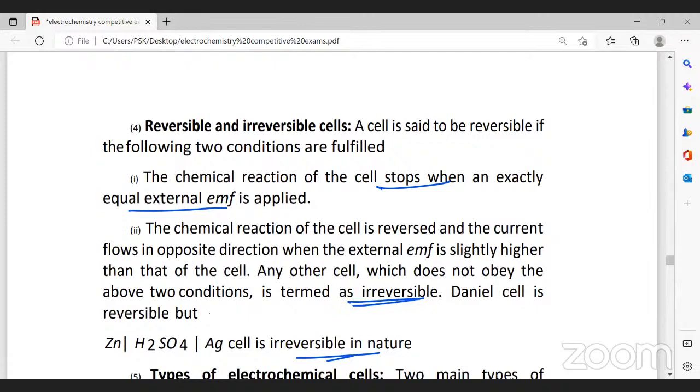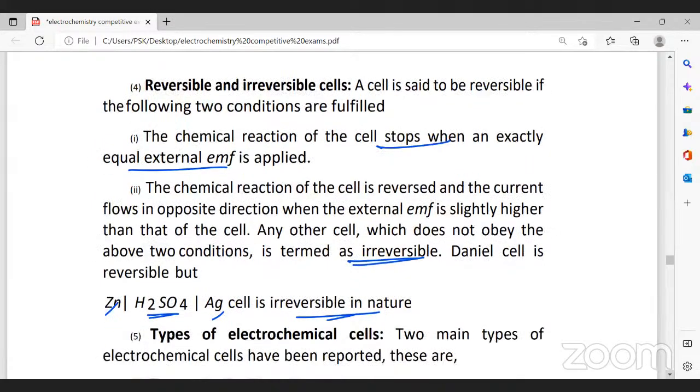Daniel cell is an example of a reversible cell, and the zinc-silver cell, where the electrolyte here is sulfuric acid, is an example of an irreversible cell. Zinc is an electrode, silver is an electrode, and sulfuric acid is an electrolyte.